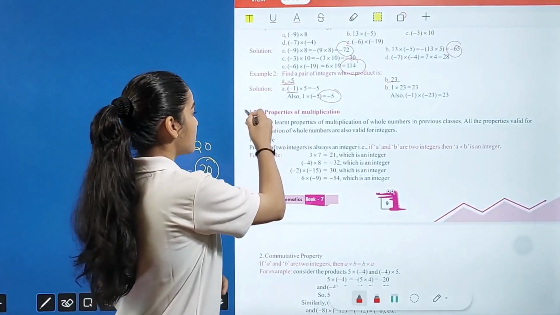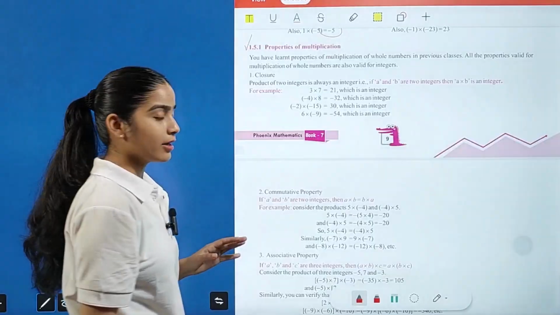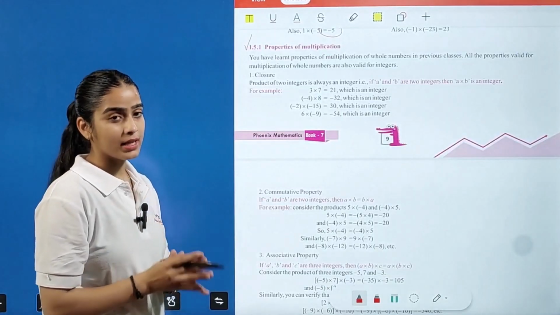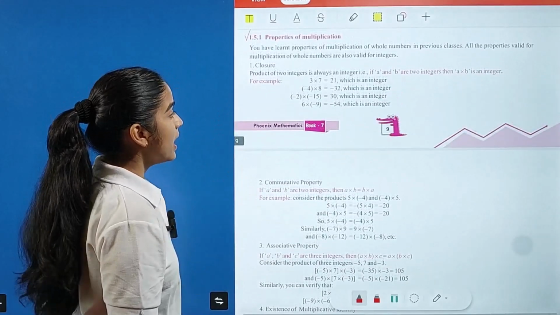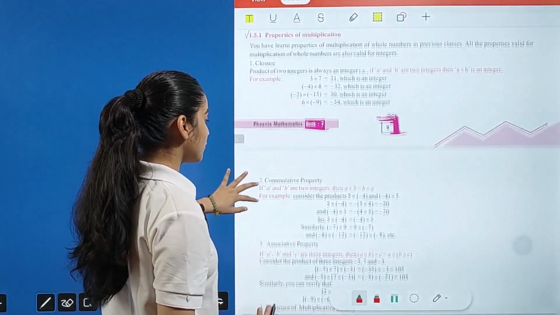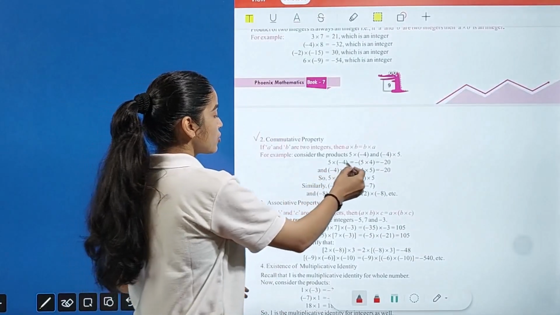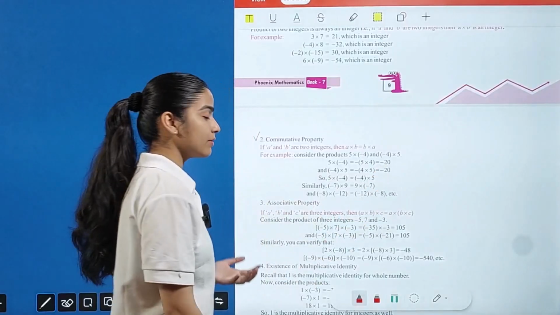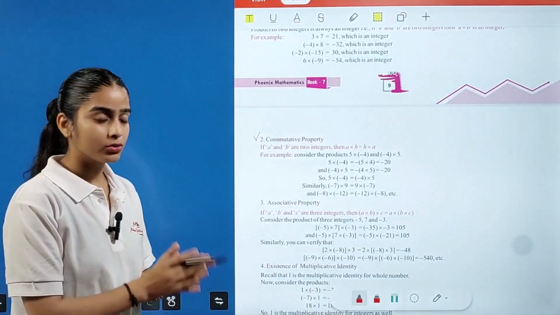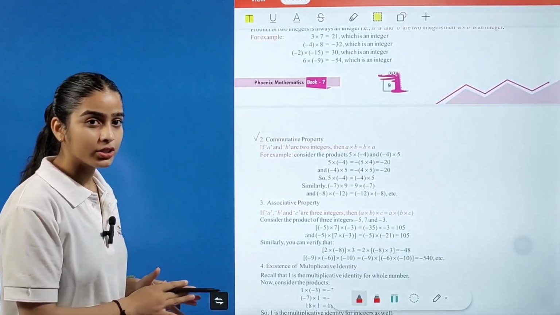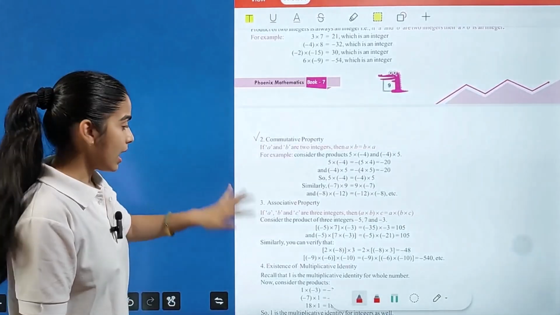Now we have properties of multiplication. In this, the closure property is applied: if we multiply two integers, as an answer we get an integer. The product of two integers is always an integer. Now the commutative property: if we change the order of the numbers, we get the same answer. Always keep in mind that these properties applied to addition are the same properties we apply to multiplication.